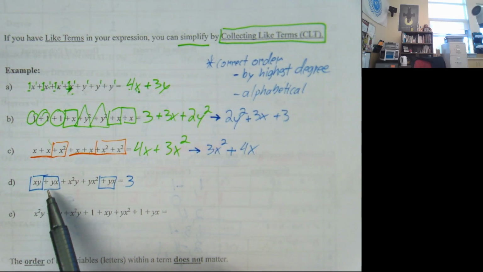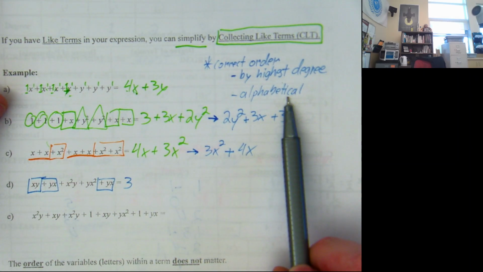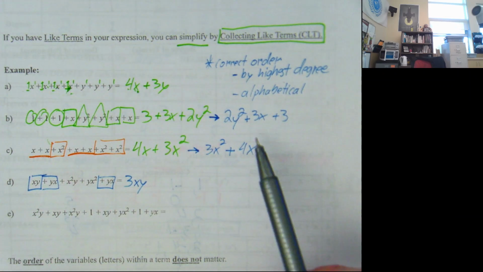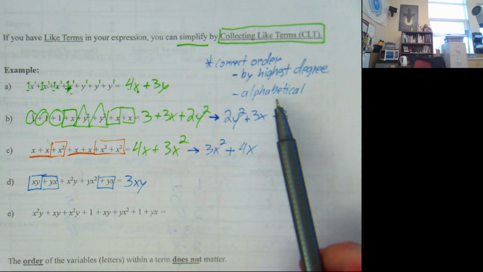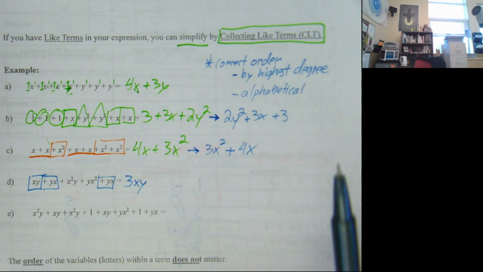YX. XY. There you go. We want to keep things alphabetical where we can. If you don't know the alphabet, X comes before Y, followed by Z, and then you're done.